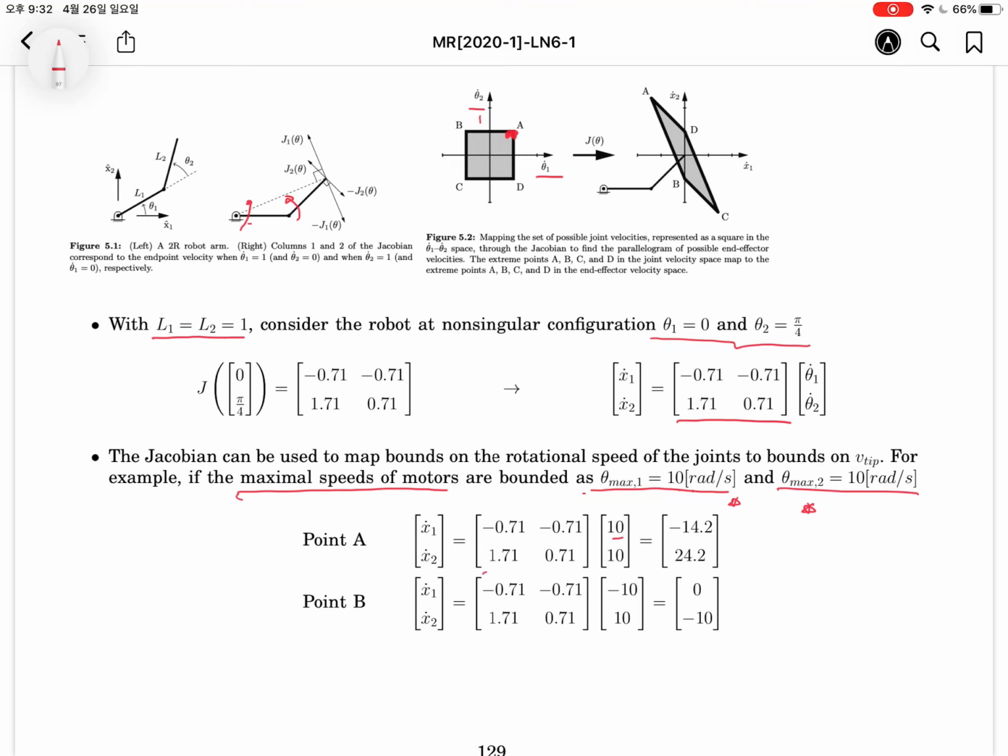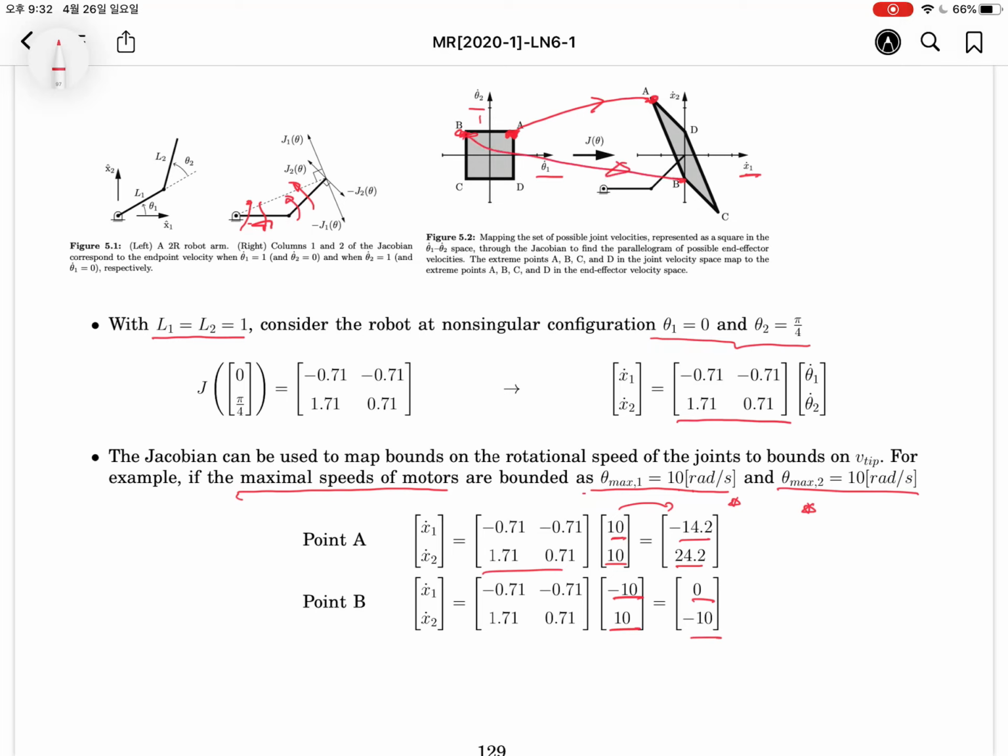Okay, using the Jacobian, the 10 and 10 point will be mapped to the minus 1402, 2402 point in the x1 and x2 plane. Using the Jacobian, this data will be mapped here. On the other hand, minus 10 and 10, that is minus 10 radian per sec and plus 10 radian per sec, are both applied to the electric motor. Maybe this point will result in 0 and minus 10. So this point we will map here.